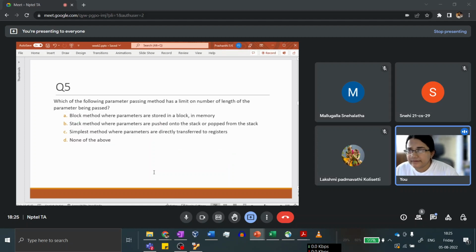Let's move to the next question. Which of the following parameter passing methods has a limit on the number or the length of the parameters being passed? Your options are: block method, where parameters are stored in a block in memory; stack method, where parameters are pushed onto the stack or popped from the stack; simplest method, where parameters are directly transferred to registers; none of the above. Any answers to this?